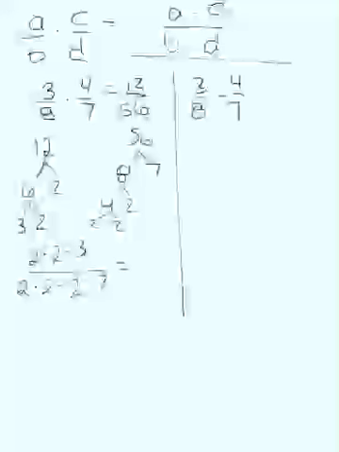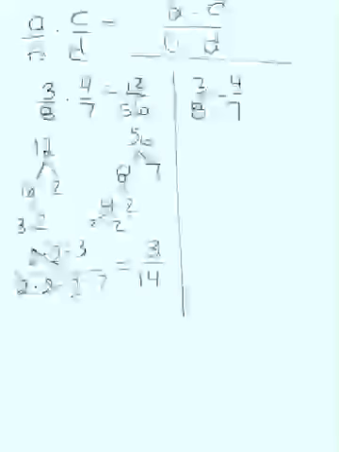Okay? What would we cross out there? How many of them? 4. 2 on top, 2 on bottom. And I'm left with what? 3 over, what's 2 times 7? 14. Does that make sense? That's a long way. That way will work, but there's a better way.